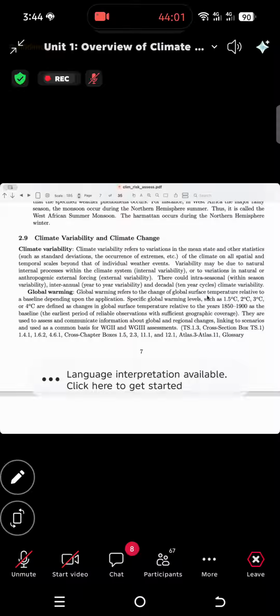Because you have to understand the variability, and then you have to be able to know what is associated with variability and what is associated with climate change. It's very important to know the difference. So all what I'm describing now is just variability. We have not reached climate change.